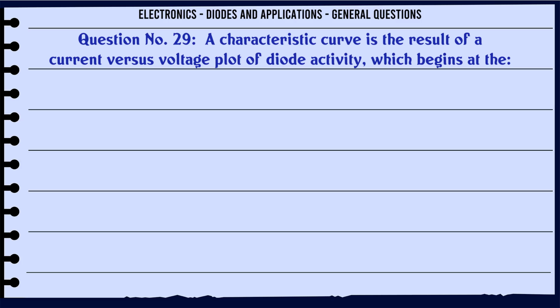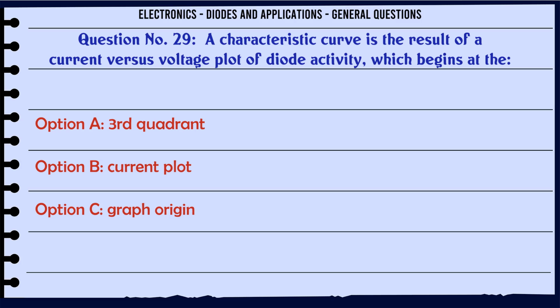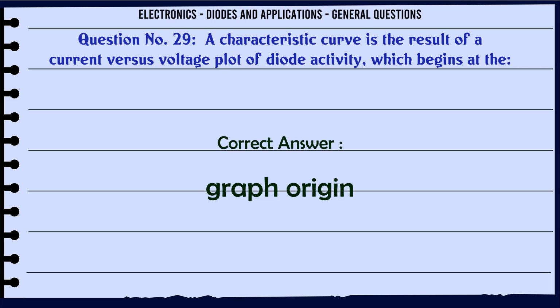A characteristic curve is the result of a current versus voltage plot of diode activity which begins at the: A. Third quadrant, B. Current plot, C. Graph origin, D. Voltage plot. The correct answer is graph origin.